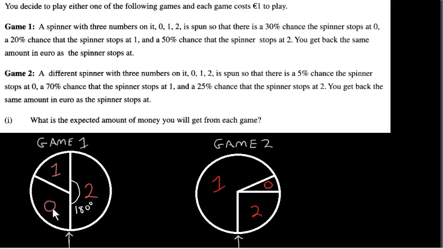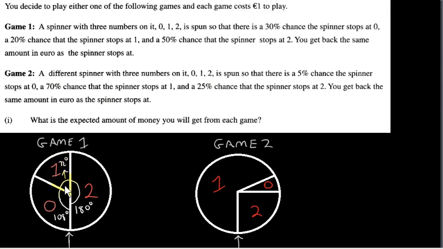Similarly, we want the probability that the spinner stops at 0 to be 30%. So we want this angle here to be 30% of 360 degrees. 30% of 360 degrees is 108 degrees. And of course this angle then is such that the 3 angles add up to 360 degrees. Actually this angle is 72 degrees.